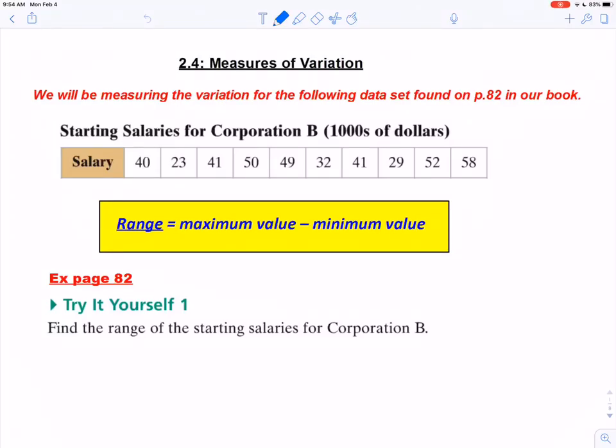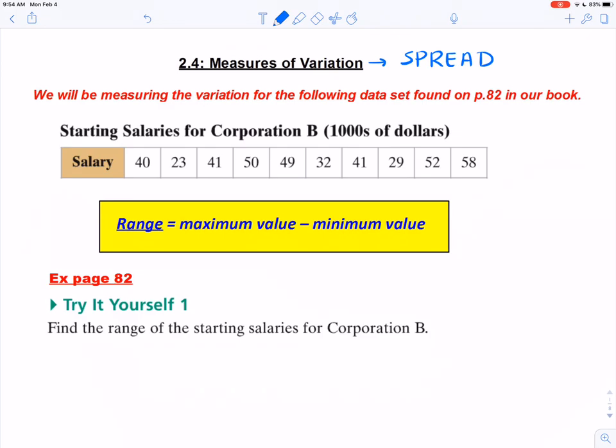Okay, so in section 2.4, we're going to be focusing in on measures of variation in the data set. When you hear that term variation, all that's talking about is how spread out the values in your data set are. So, if you think about placing points on a dot plot, some data sets are very spread out. Their values are very different from each other. Those data sets have high variation.